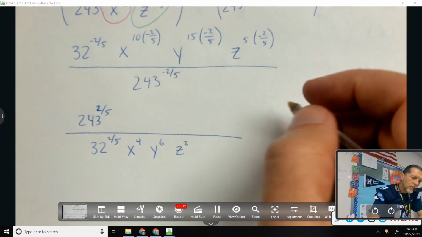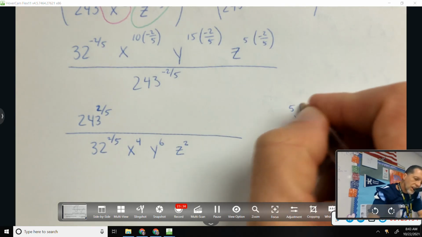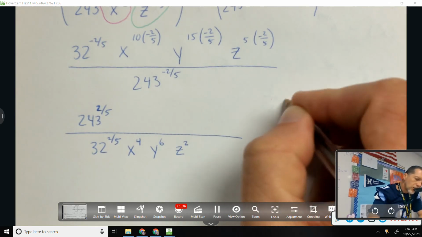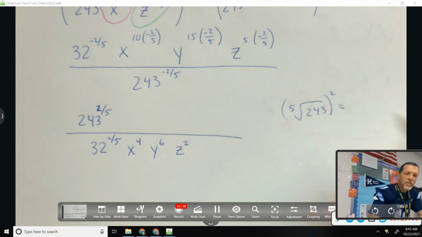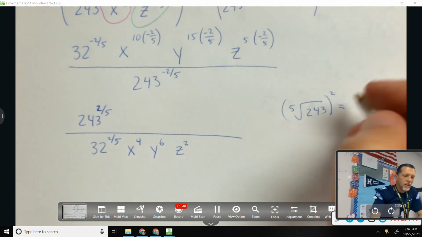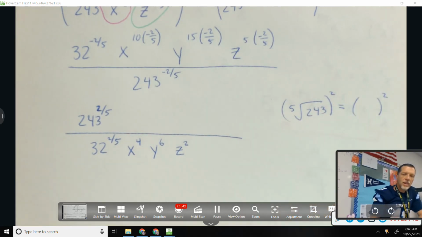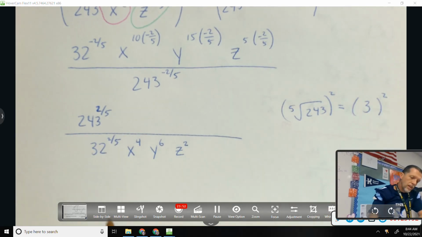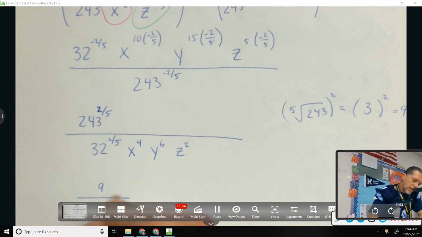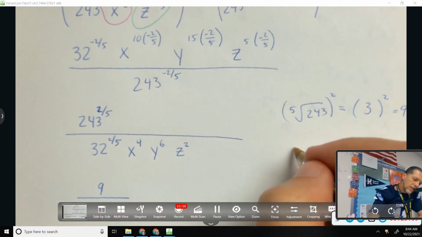243 to the 2/5. That's the 5th root of 243 squared. We've done this before. What's the 5th root of 243? Oh, I really don't know. Do we have a calculator? Wait, the fifth root of 32 is 2. There's only so many options it can be. It's 3. And 3 squared is 9. Do we have a calculator for this test? You do not have a calculator for this test. Please tell me there's not numbers like that.